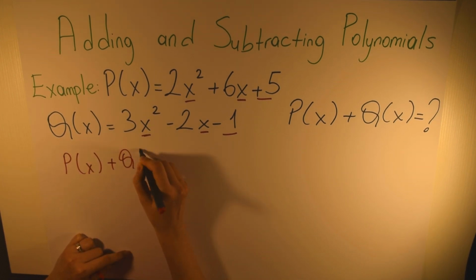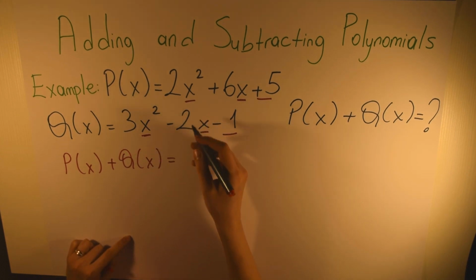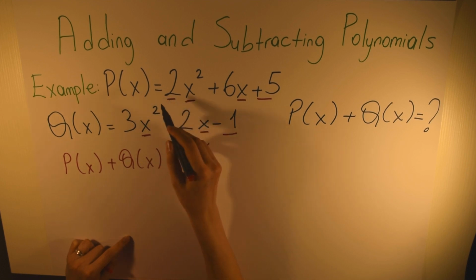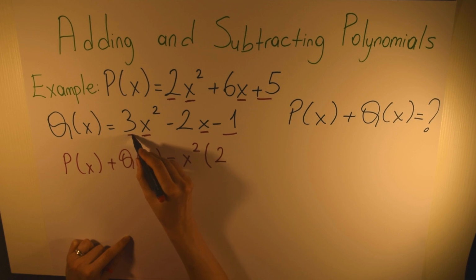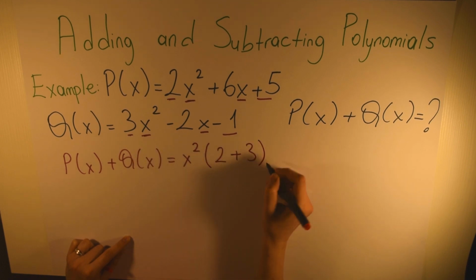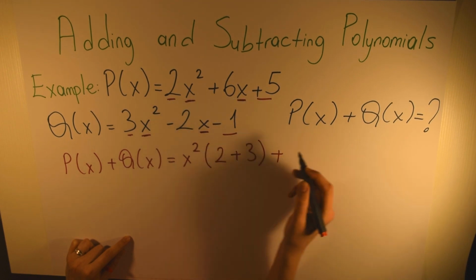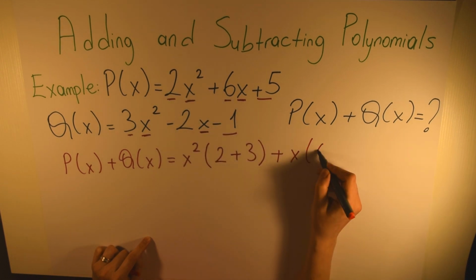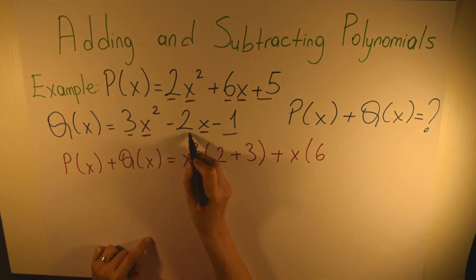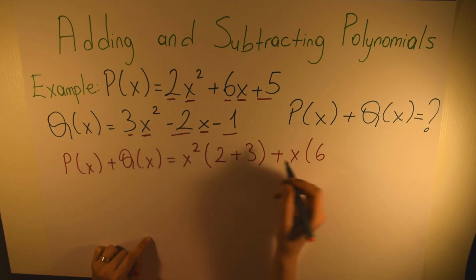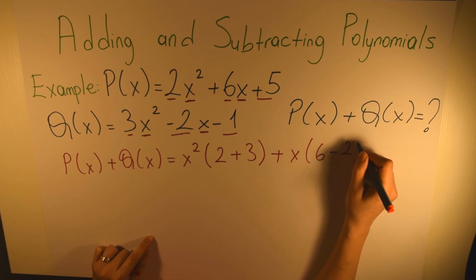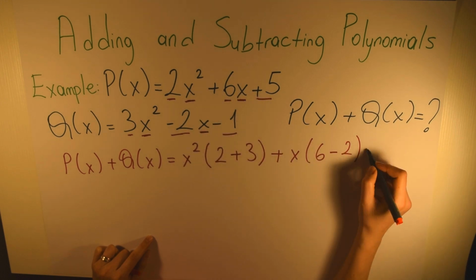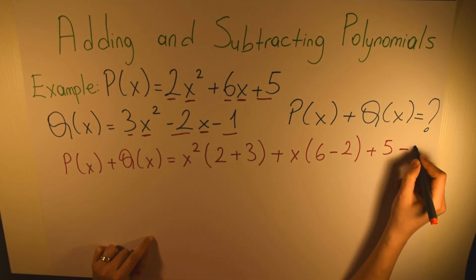Px plus qx is equal to, we write x squared as our common factor here, and we have 2 in front of x squared, plus 3 in front of x squared, plus, and then we have x, we write as a common factor, and here we have 6 in front of x, and we have minus 2. Don't forget to take this minus also with 2. Minus 2 here, and our constants are plus 5 and minus 1.